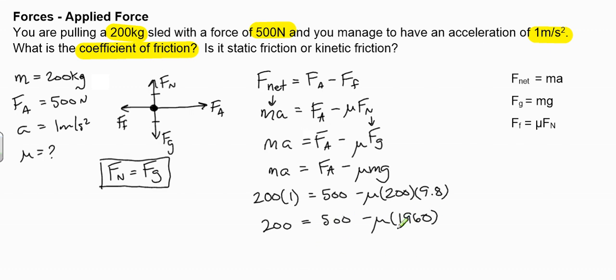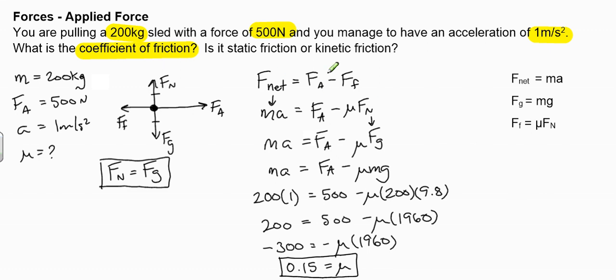I want to get the mu by itself, so of course I need to get rid of anything that's added or subtracted first before we get rid of the 1960. So I'm going to move the 500 to the other side. I subtract it because it's positive on this side. That gives me negative 300, and I get negative mu times 1960. I want to get the 1960 away from the mu, so I'm going to divide that to the other side, and that should give me a number of 0.15, rounded off. So our coefficient of friction is 0.15.